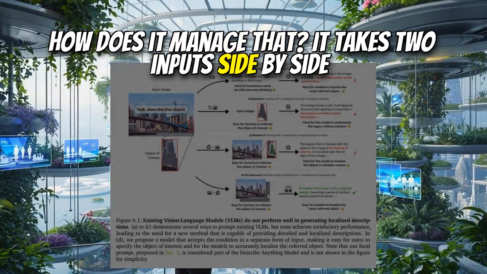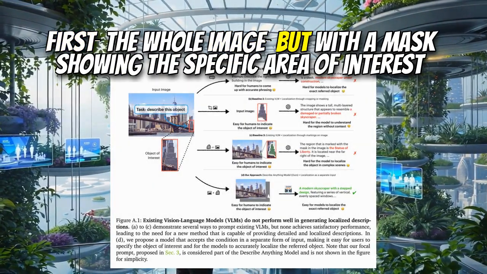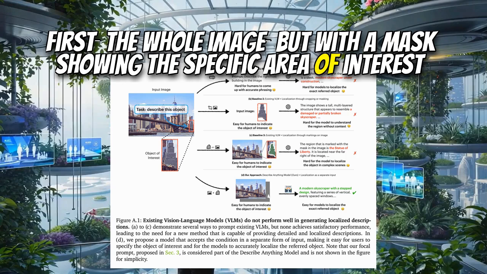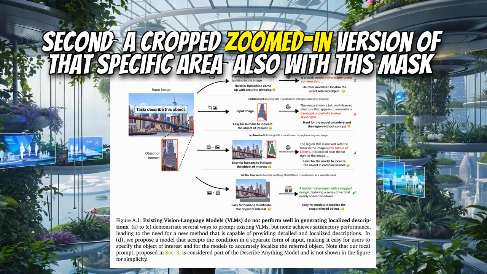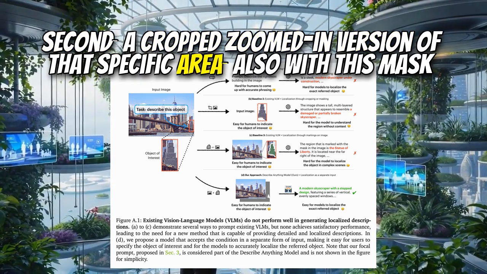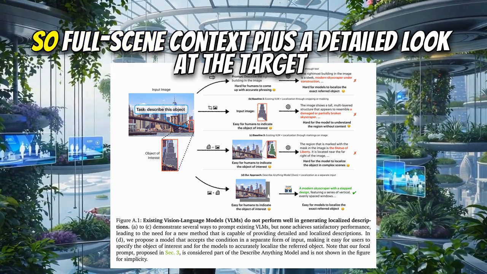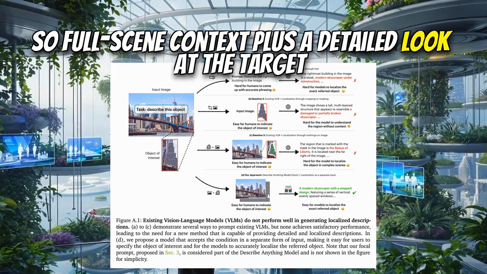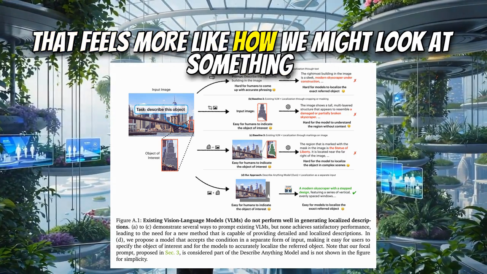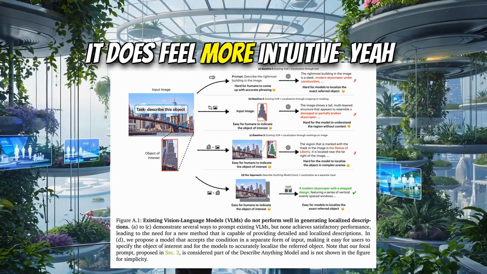It takes two inputs side by side. First, the whole image, but with a mask showing the specific area of interest. Okay. Second, a cropped, zoomed-in version of that specific area, also with its mask. I see. So full scene context plus a detailed look at the target. That feels more like how we might look at something. Right. It does feel more intuitive, yeah.